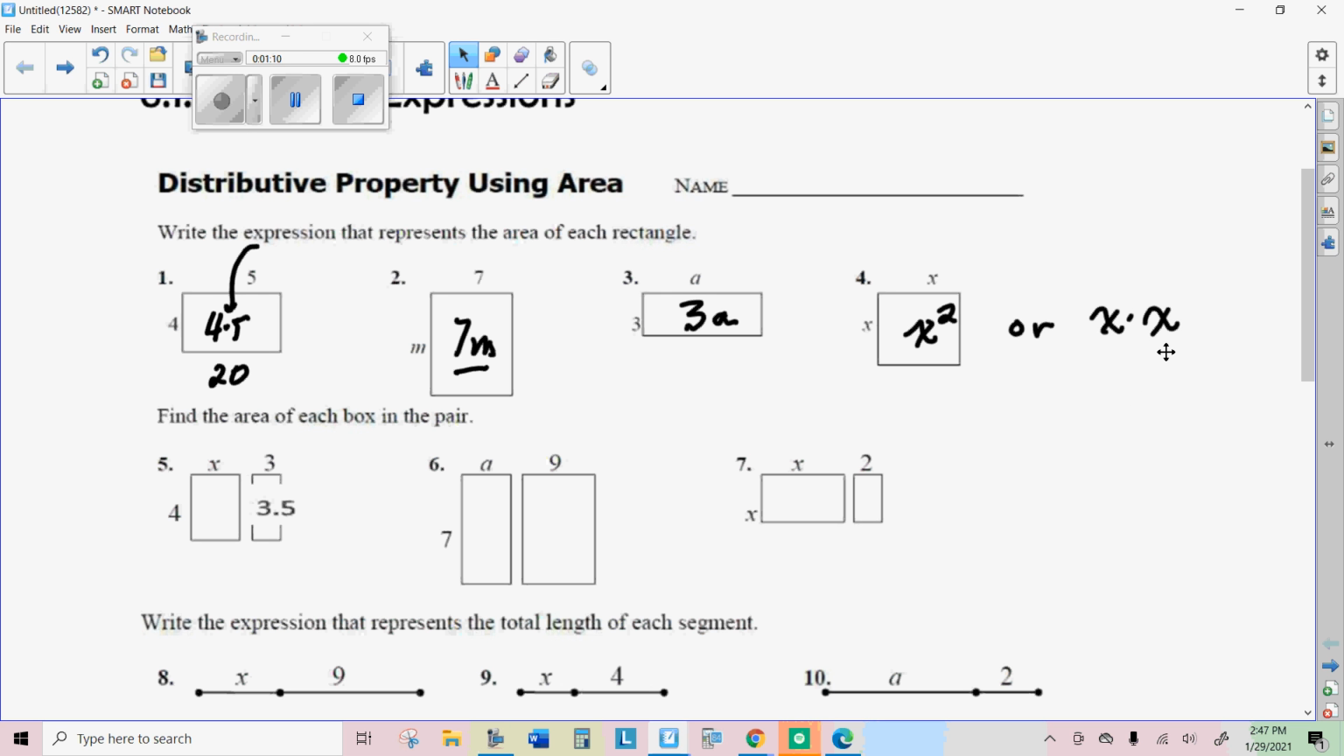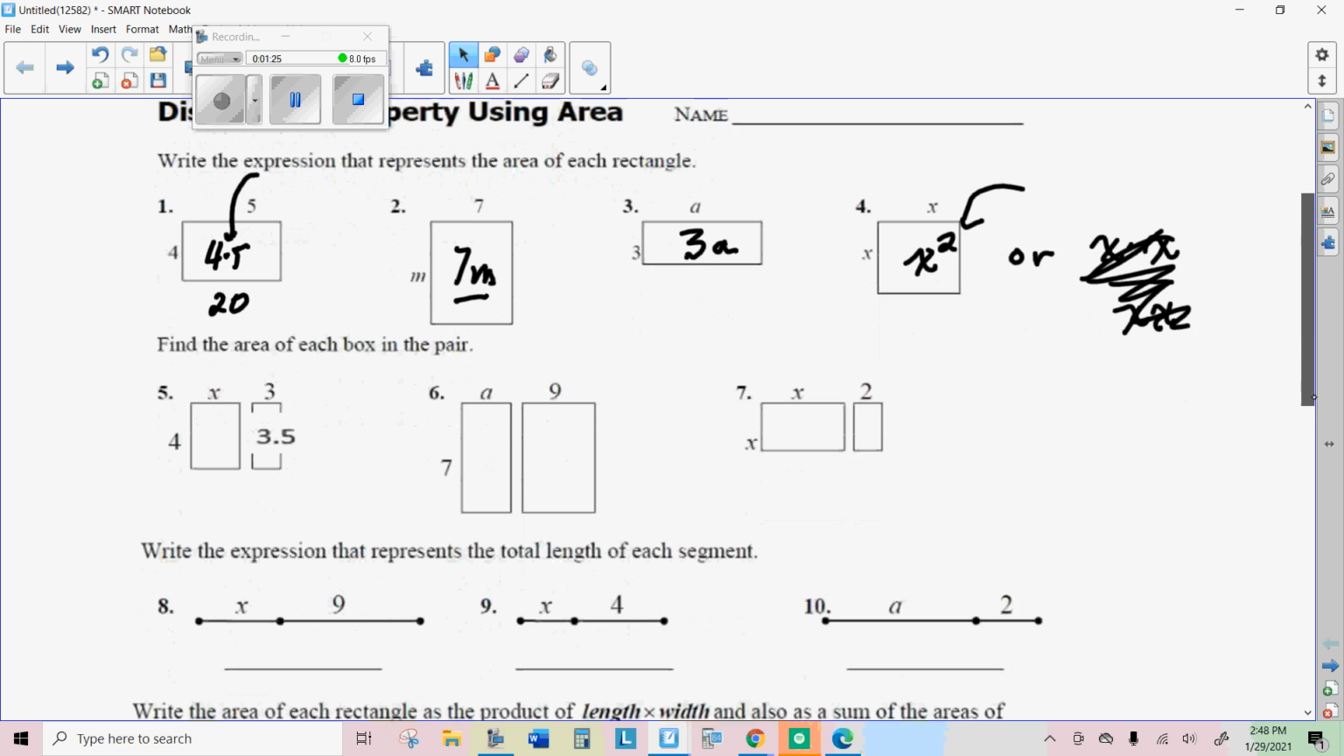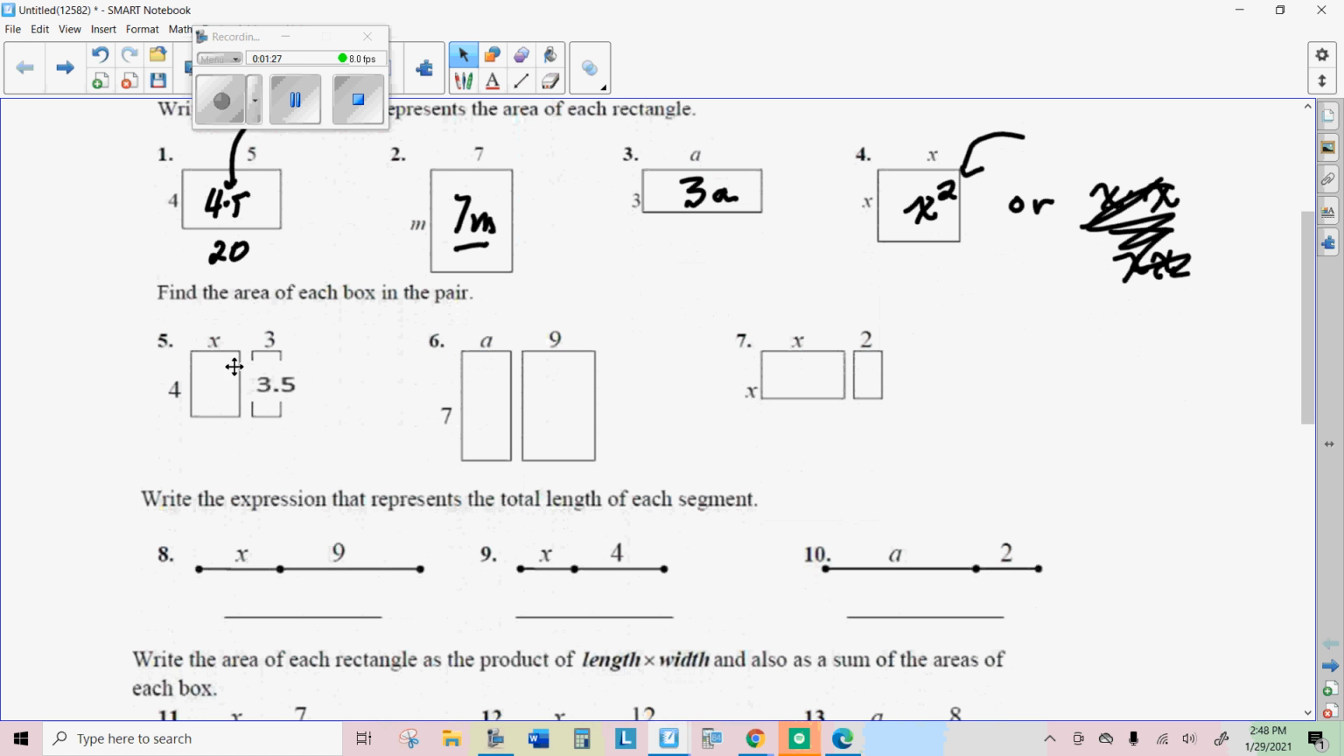On the last one, you actually have x times x, and we don't want to use that. We would never write x like this, so we use a power to show that we're multiplying by the same base twice. All right. So in each of these now, find the area in each of the box.